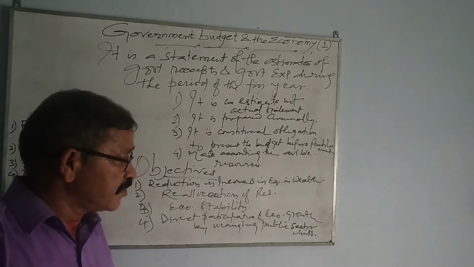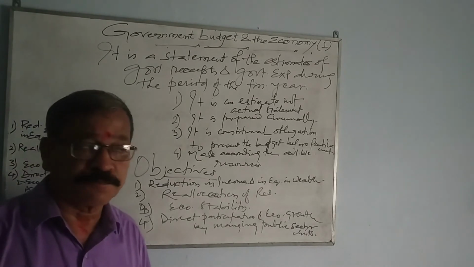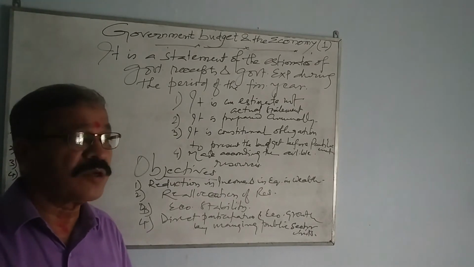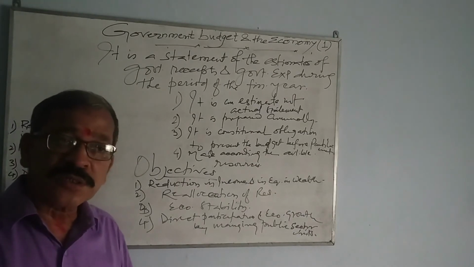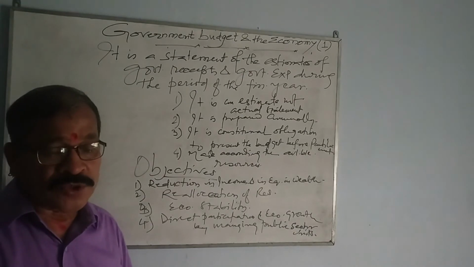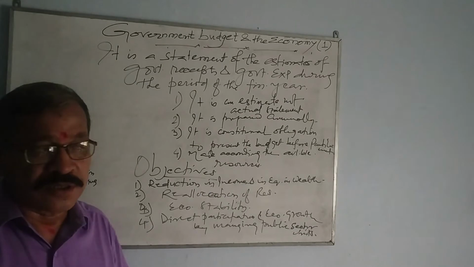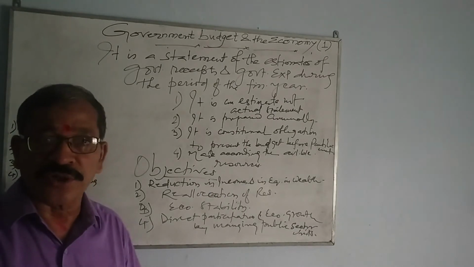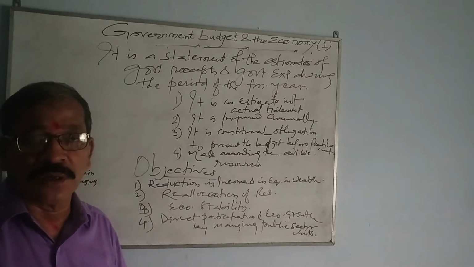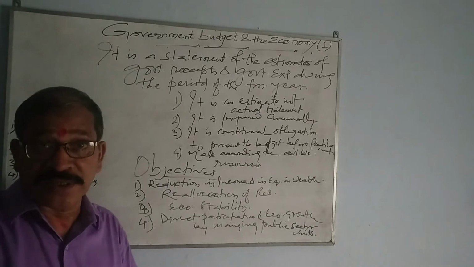Now, direct participation in economic growth by managing the public sector. So what is basically economic growth? Economic growth means increase in output, right? The main aim of the budget is to ensure that the output of our country as a whole grows. That's the basic economic growth.